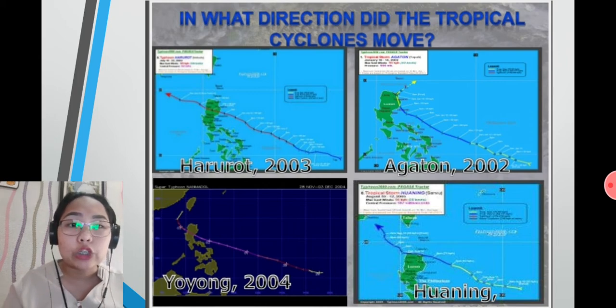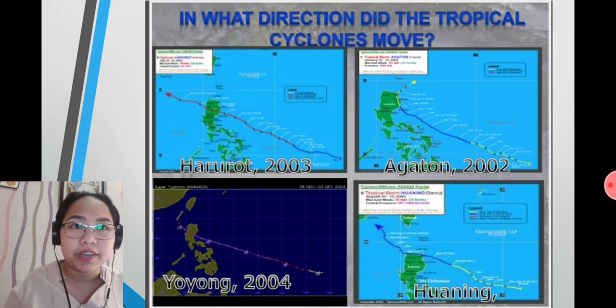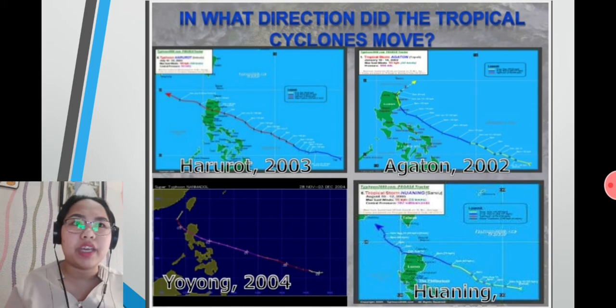First, we have Harurot in 2003. Bagyong Harurot started before entering the PAR and ended outside the PAR. Next, we have here the Agaton in 2002. Bagyong Agaton formed already inside the PAR and ended at the northern part of Luzon.